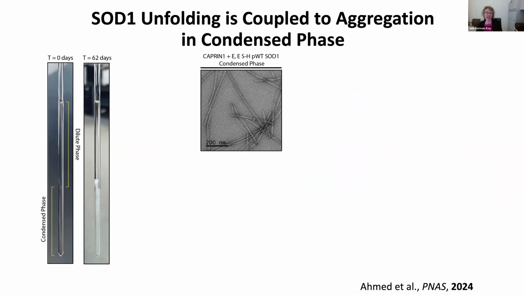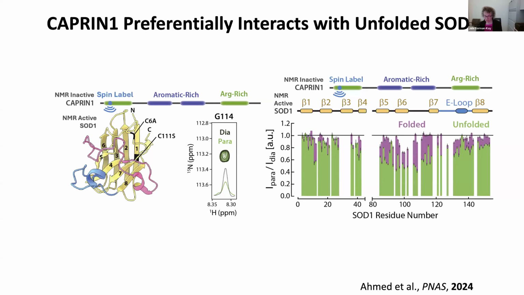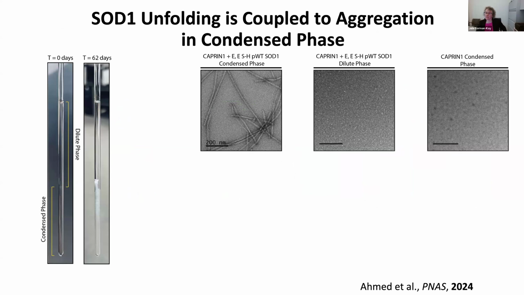Interestingly, 2 months after we did these experiments, we still had the NMR tube, and we saw that the SOD1 was aggregated in the condensed phase. And looking with electron microscopy, we could see these fibers, which were not present in the dilute phase and also not present in a single Caprin condensed phase.